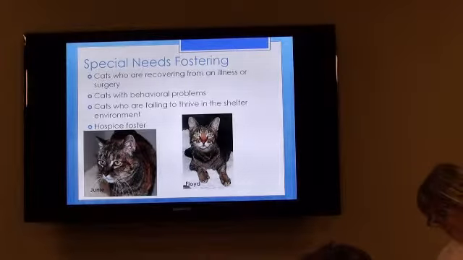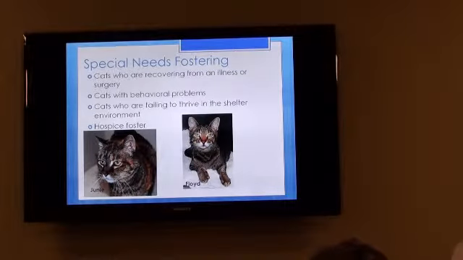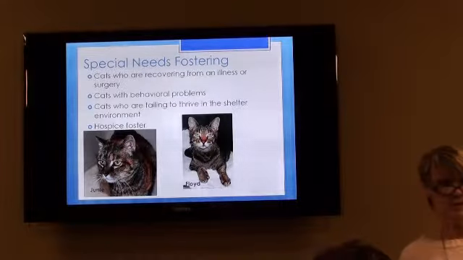And then we've got hospice foster, which is a whole other ballgame when it comes to fostering, because you're going to keep them until the end of their lives, and so you're their last home, you're their last person. They may be a cat who needs special food or to be medicated daily, and maybe a cat who needs subcutaneous fluids because of kidney issues.